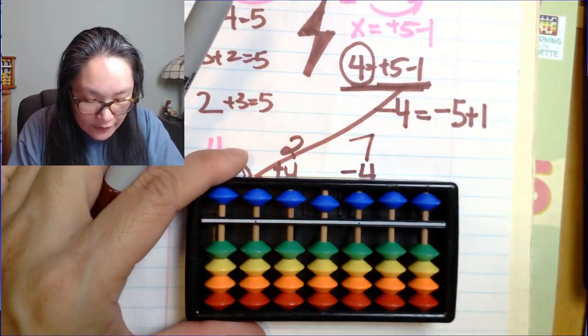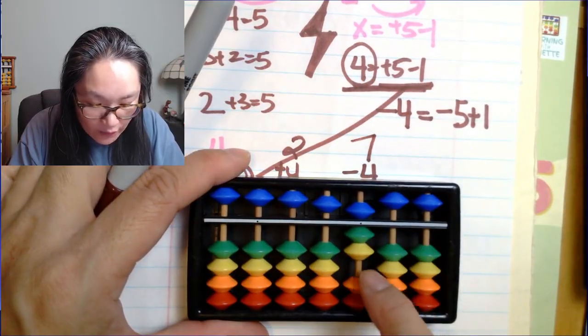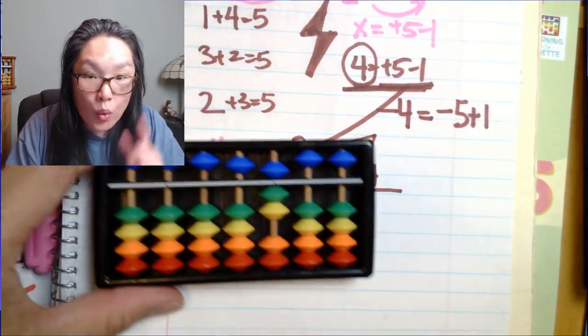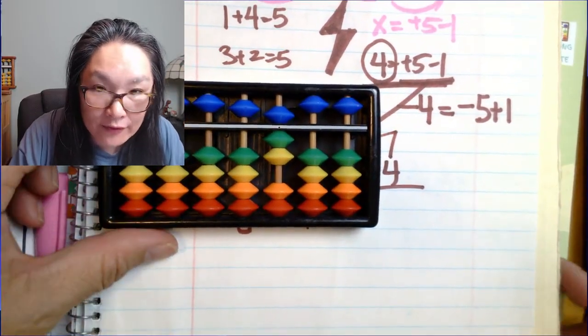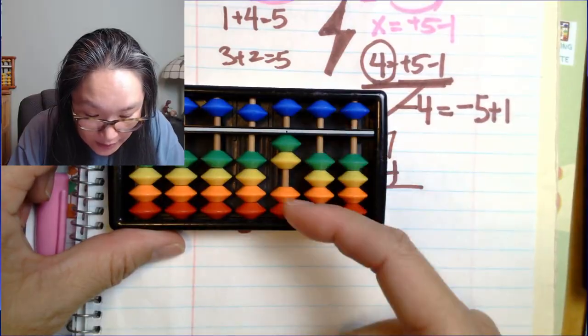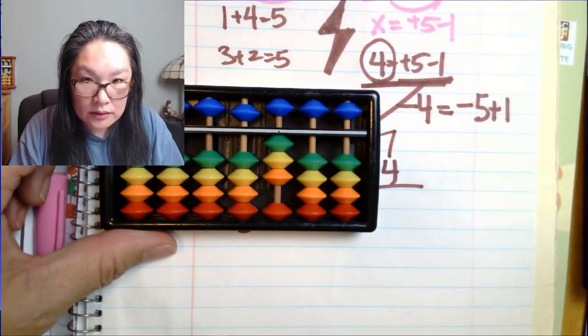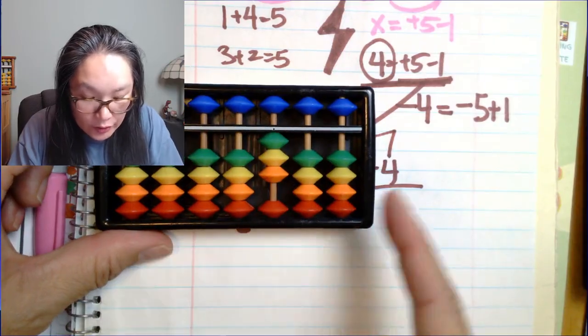So when we have 7, I want to take away 4. I cannot take away 4. What am I going to do? I'm going to utilize the lazy bum number 5. I'm going to minus the 5 and I'm going to add the 1. So my answer is now 3.